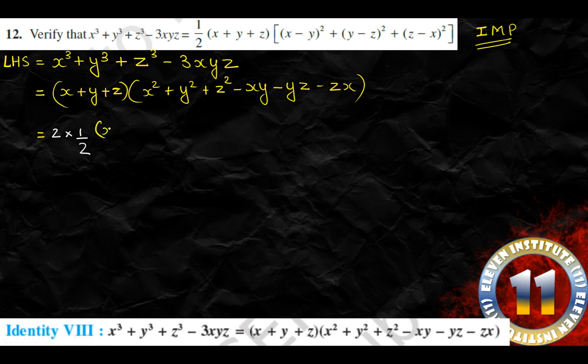Right, so the rest will remain as it is, that is x plus y plus z multiplied by x square plus y square plus z square minus xy minus yz minus zx.